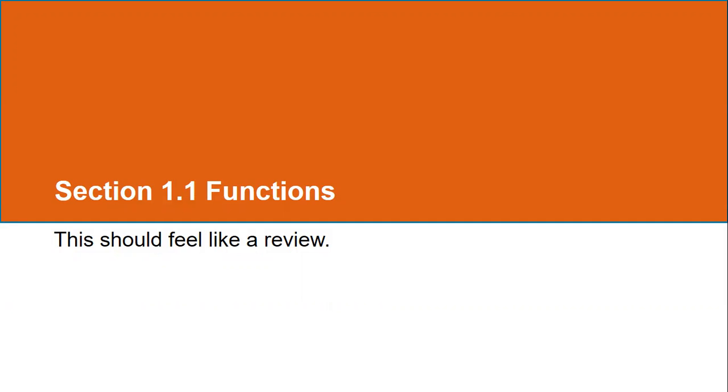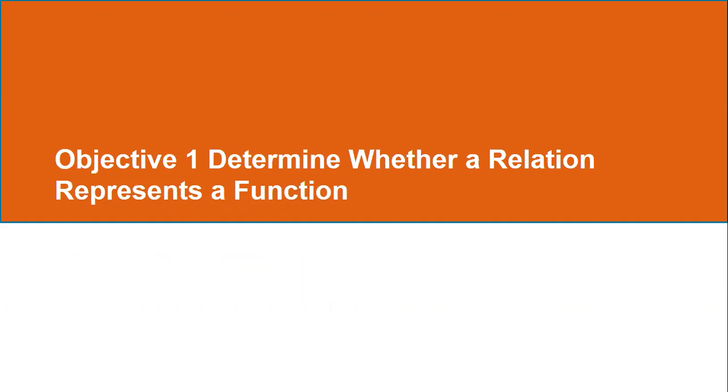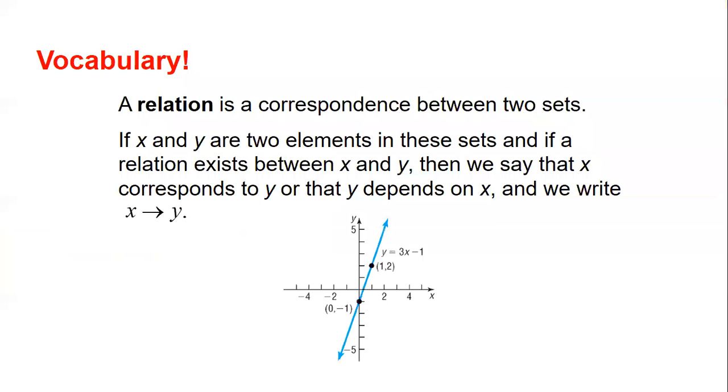So here we go. Our first objective is to determine whether a relation represents a function, okay? So keep that in mind. We know that all functions are relations, but are all relations functions? No, they're not. So let's identify why. Well, that's because a relation is a correspondence between two sets, okay? So I'm comparing two things. That's what makes it a relation, okay?